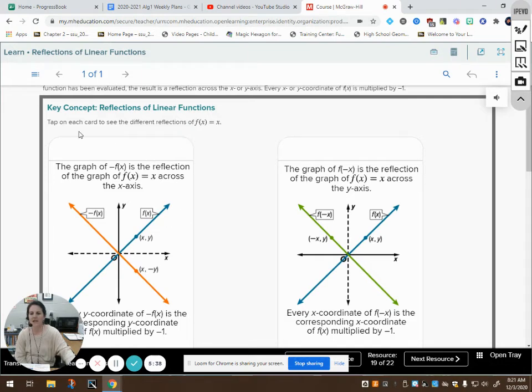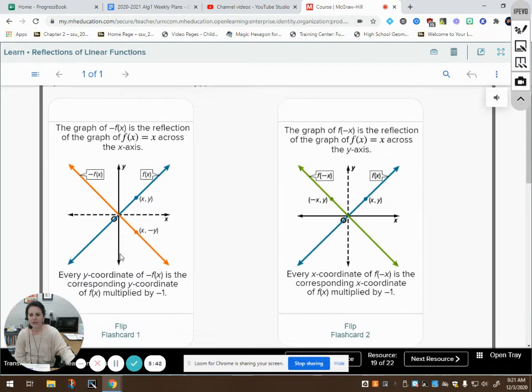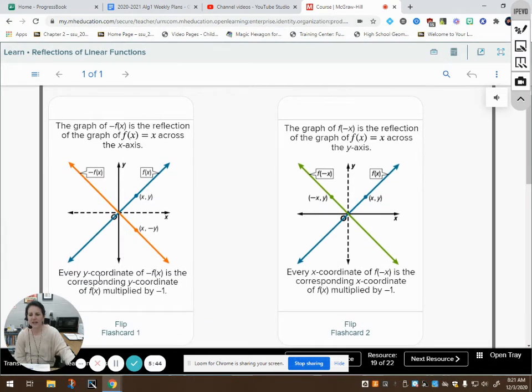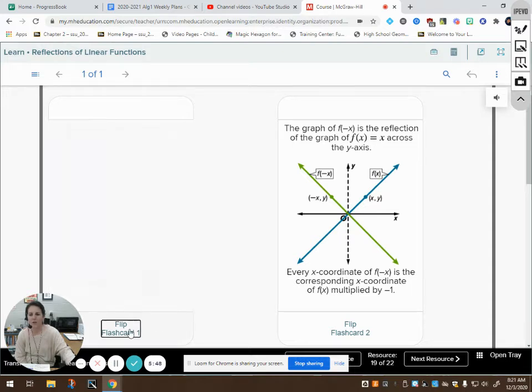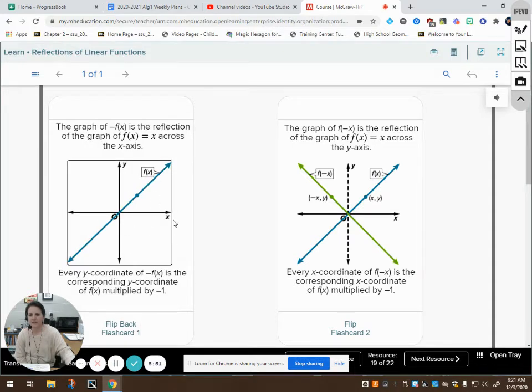Here we have the parent function, the blue one, f of x. If I take that and multiply every y coordinate by -1, this is what happens. I've got x comma y. If I multiply the y by -1, then I still have the same x value, but the y is the opposite, so it flips it across the x-axis.